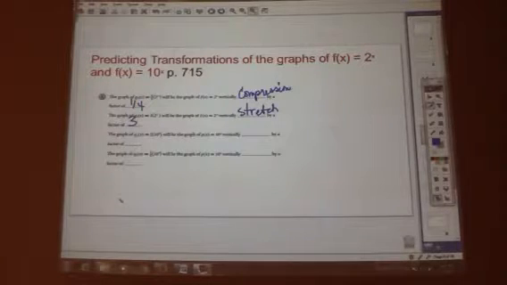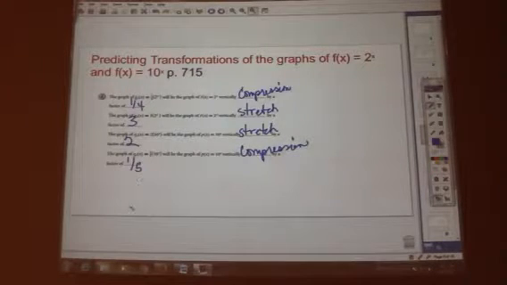The graph on the next one, 2 times 10 to the x, will be the graph of p of x equals 10 to the x vertically stretched by a factor of 2. And in the last one, the graph will have a vertical compression by a factor of 1/5.